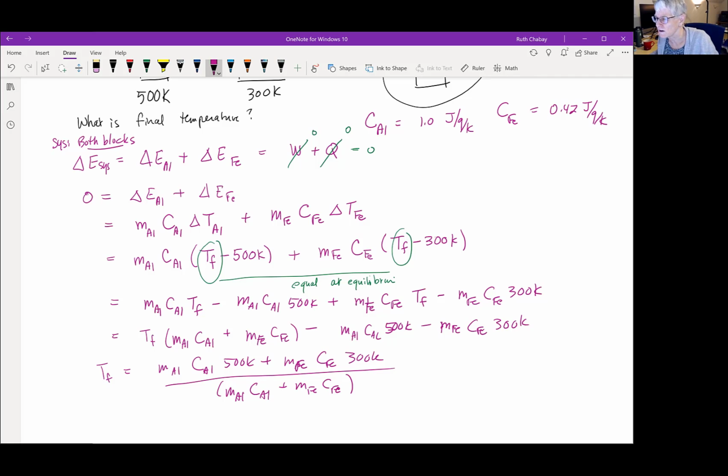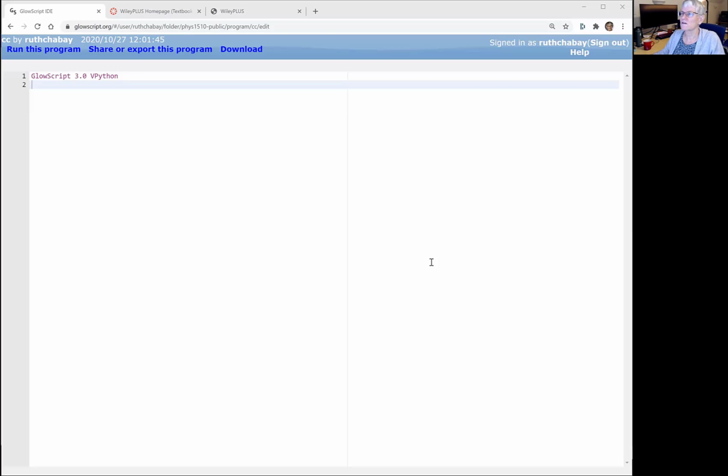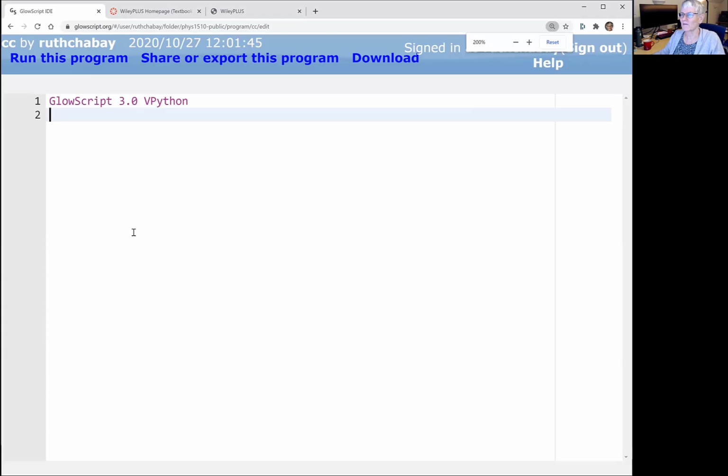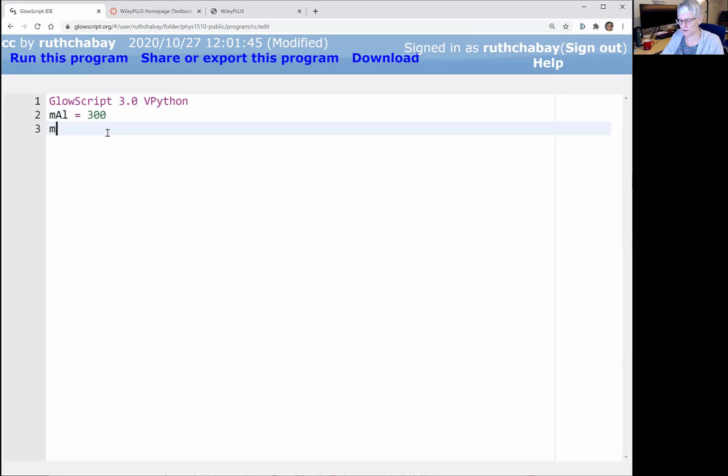So let's do that in VPython. And this is why VPython is such a great calculation tool. And I'm doing this in part because people have asked for me to do more of this. So I'm happy to do it. So let's get some numbers in. The mass of the aluminum is 300 grams, and the mass of the iron is 500 grams, no, 650 grams. And the T initial of aluminum is 500 K, and the T initial of iron is 300 K. And heat capacity of aluminum is 1, and heat capacity of iron is 0.42.